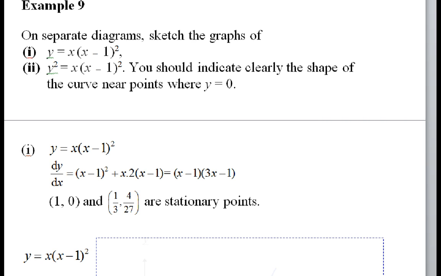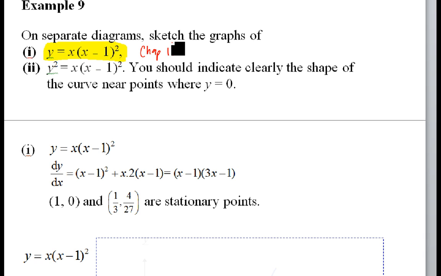On separate diagrams, you are to sketch y equals to this. Now, this is part of curve sketching. This is a skill of chapter 10, so it is tested in mid-year, right? So, better know. Okay, do we know how to sketch this? Can, of course, no problem.